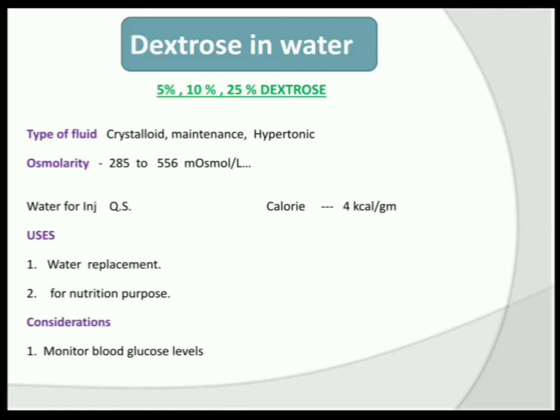Another fluid is dextrose in water, 5D, 10D, 25D. It is a crystalloid, maintenance type of fluid. It is hypertonic in nature. Its osmolarity ranges from 285 to 556 milliosmol per liter. We can use it for water replacement and for nutritional purposes. But the important thing is, when we are using dextrose in water, we have to monitor blood glucose levels.